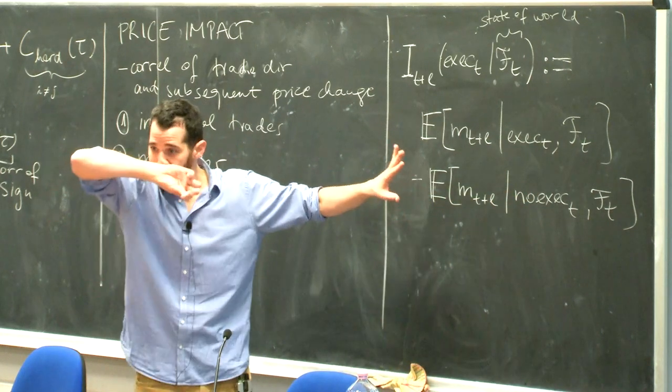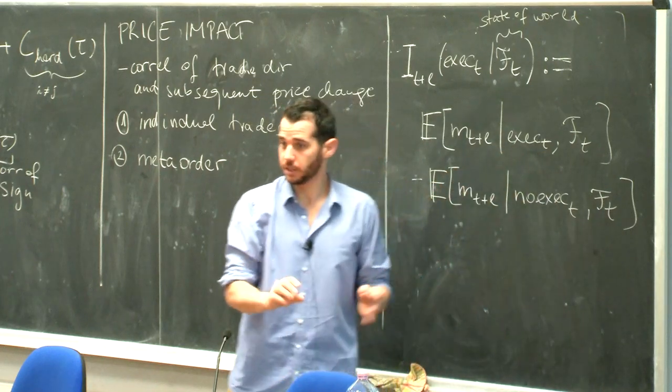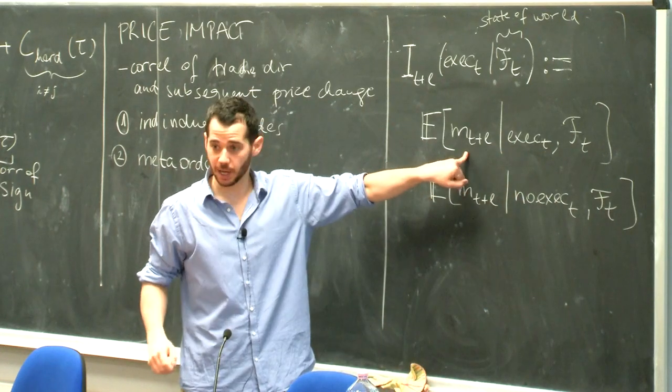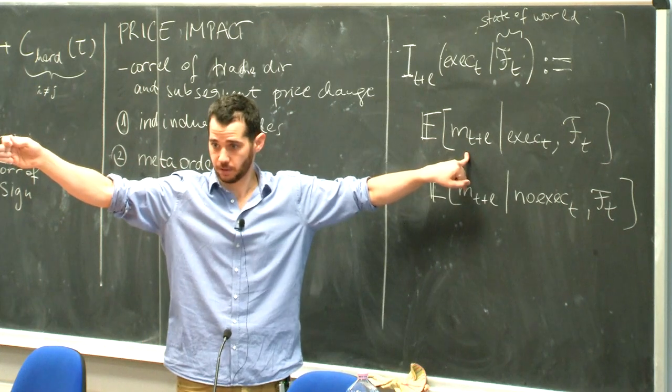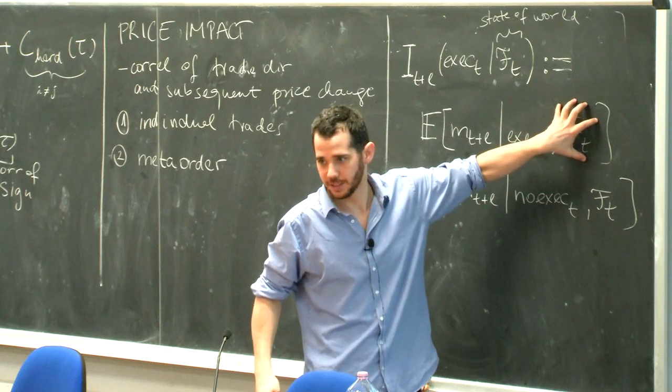Is this clear what I'm writing here? So what you want to say is that at time t, you're trading. What you care about is, what will the price become at t plus l, given that you traded in this state of the world?